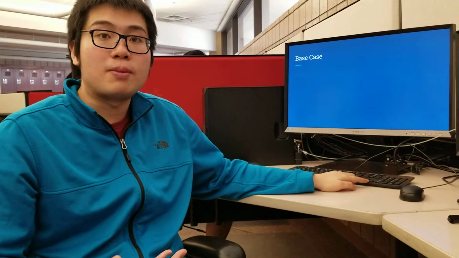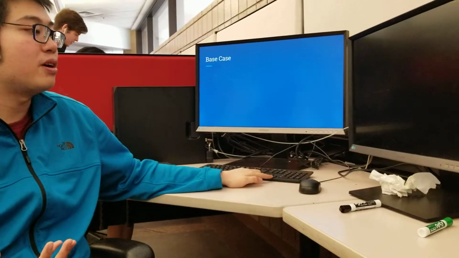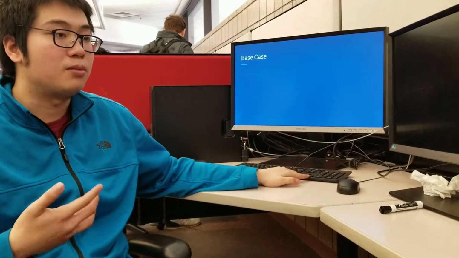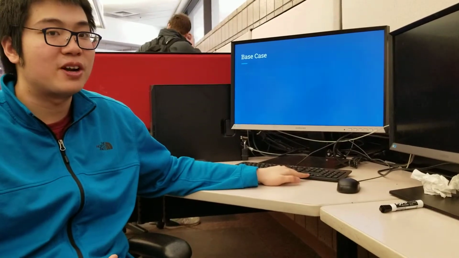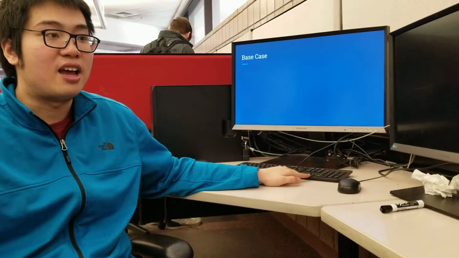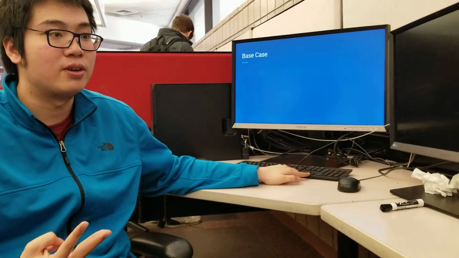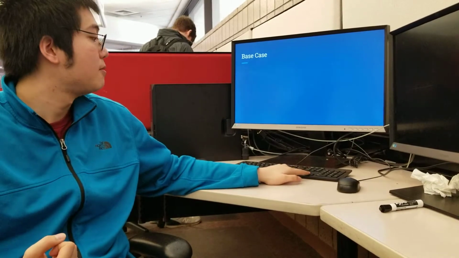So we can start with the base case. This is just my personal preference. I like doing the base case first, but again, you can start with the inductive case if you like. You can now pause the video if you want to figure it out yourself, and I'm about to start with a solution in 5, 4, 3, 2, 1.